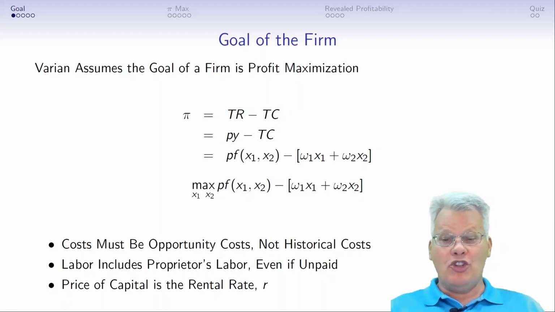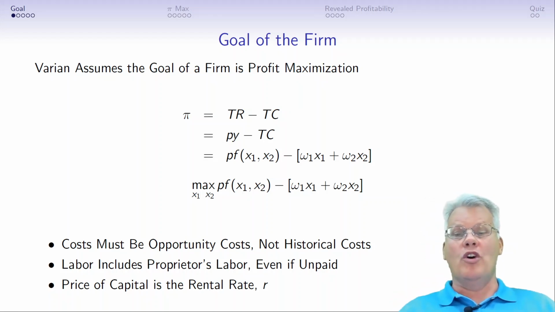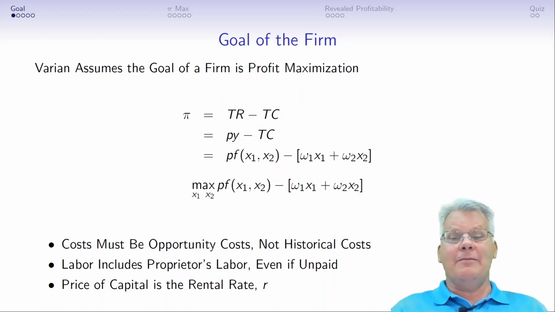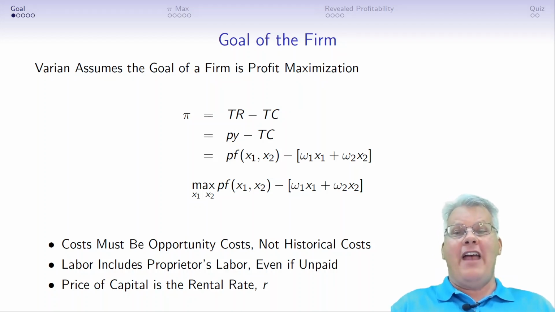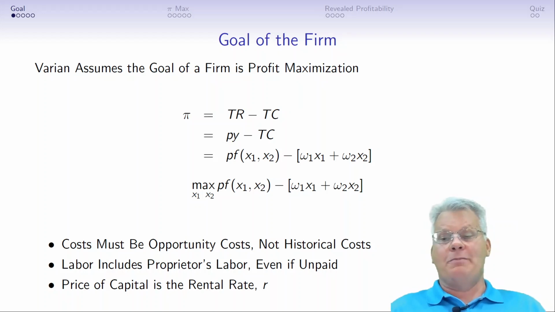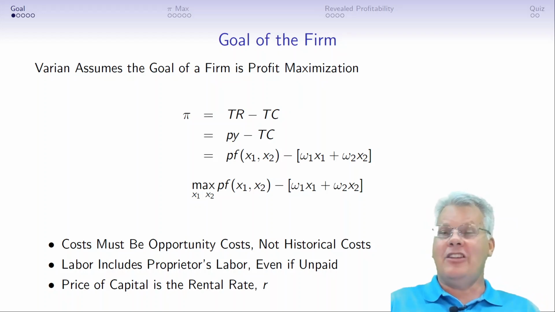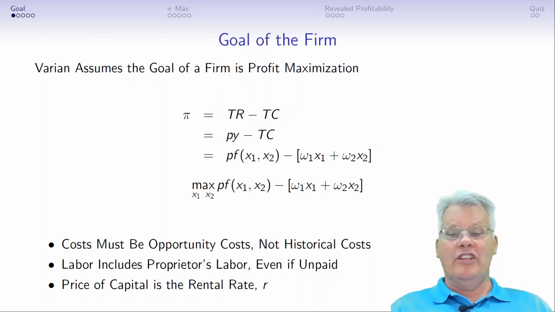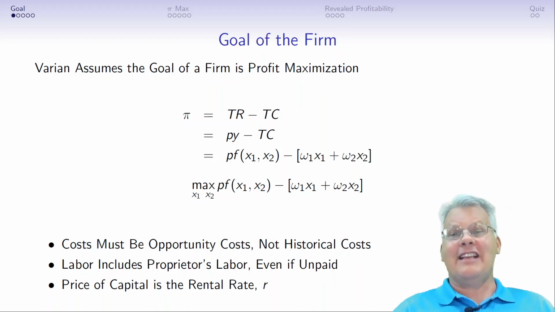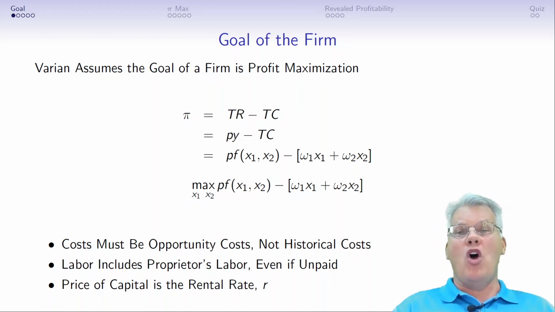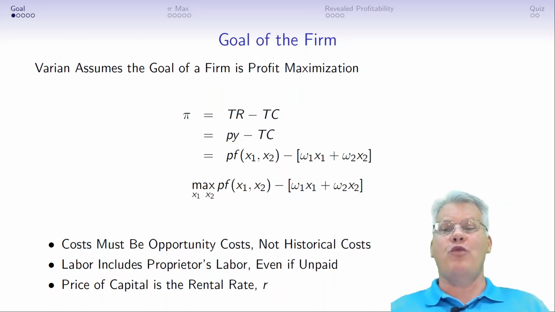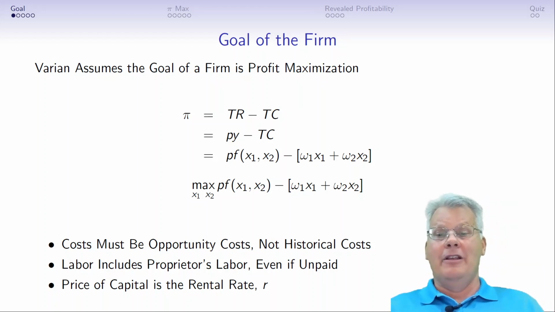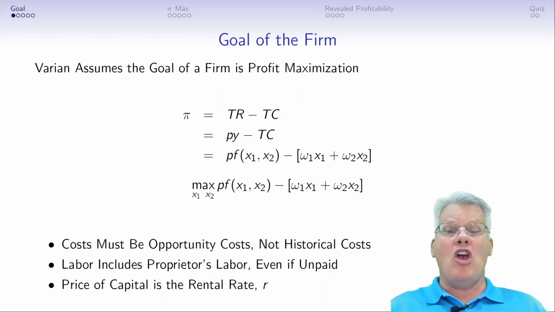Costs must be opportunity costs and not historical costs. So in other words, what if one of the factors of production is something that was paid for 20 years ago? It doesn't matter what the purchase price of the factor was 20 years ago. What we need to do is evaluate it at its next best use. What is the alternate thing that it could be used for, and the value of it in that process? That would be the opportunity cost.